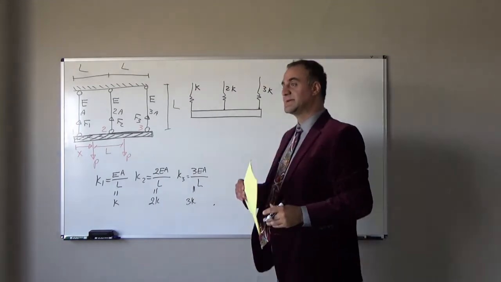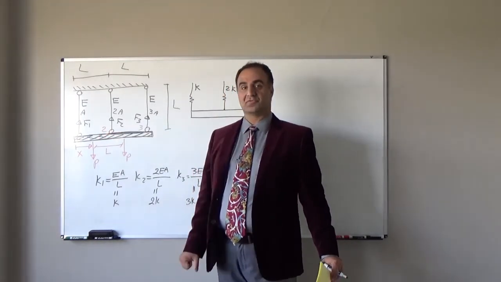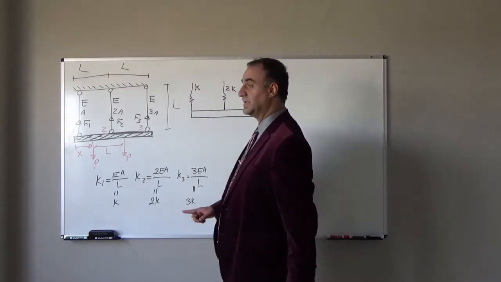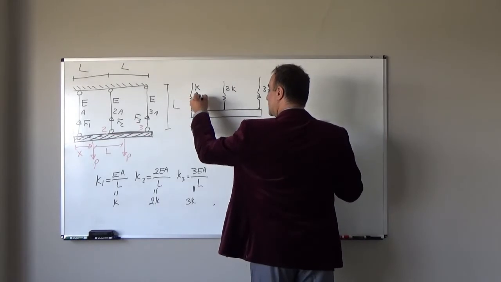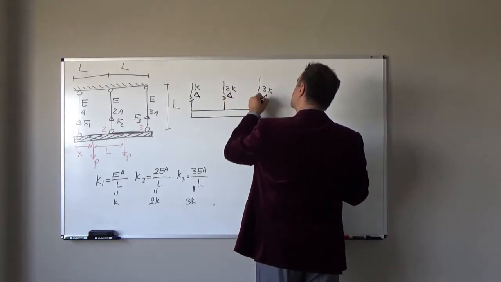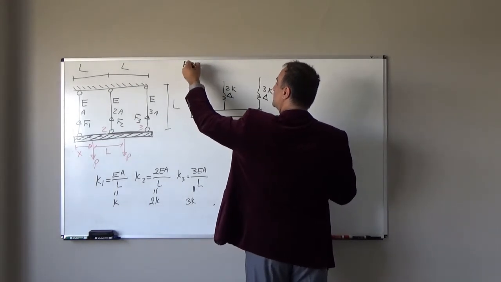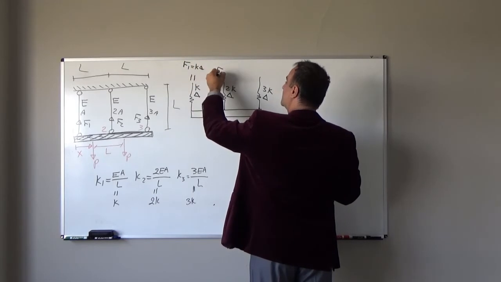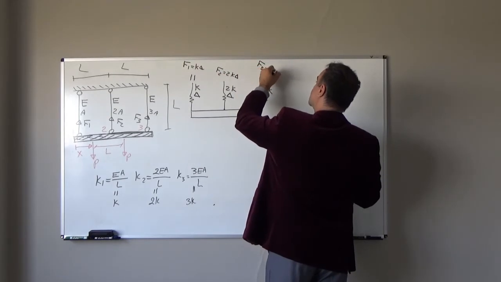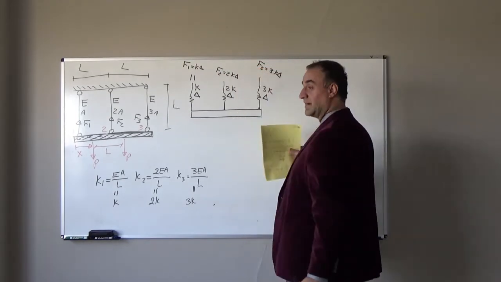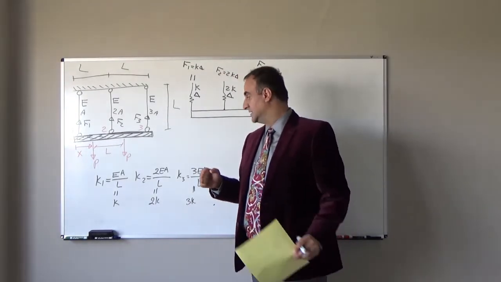Problem statement says find X so that this rigid beam after deformation remains horizontal. That means deformation for each spring should be equal. So deformation for this spring, if I assume it is delta, this should be delta, this should be delta. So what is the force in this spring? F1 will be K delta, F2 will be 2K delta, F3 will be equal to 3K delta. You know, in one spring, stiffness times deformation will give us the internal force in that spring.